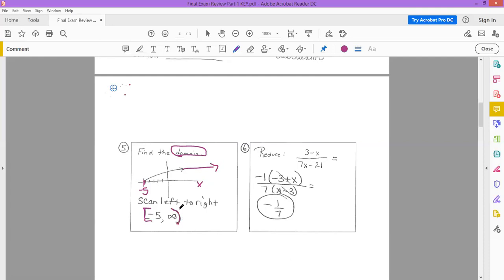Remember, you always put parentheses around infinity. That's negative and positive infinity. So the values of x lie between negative 5 and infinity.